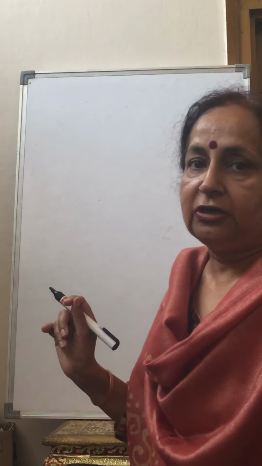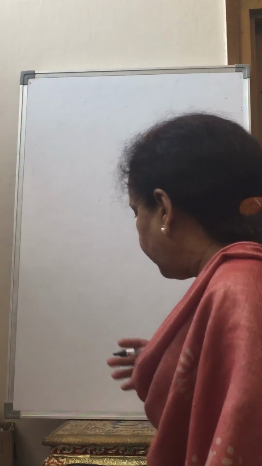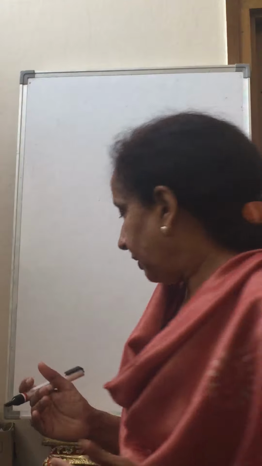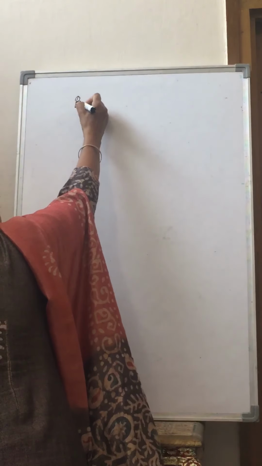Today we are going to start biogeochemical cycles. Biogeochemical cycles are the movement of materials, organic as well as inorganic, through the living and non-living components of the ecosystem. Today we are going to take up the carbon cycle in the biogeochemical cycles.